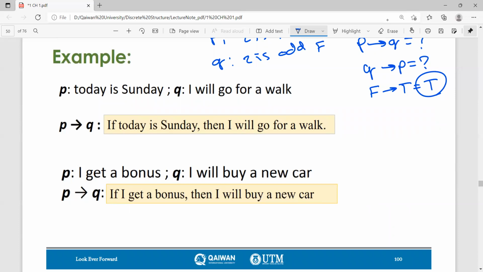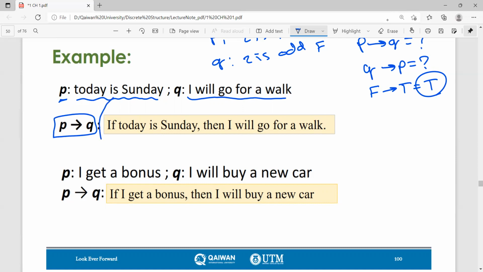We have 2 statements here. P, it says today is Sunday. So it's false. For now, it's false. Q, I will go for a walk. Look, we have conditional statements. We say if today is Sunday, then I will go for a walk. That's how to join P and Q.